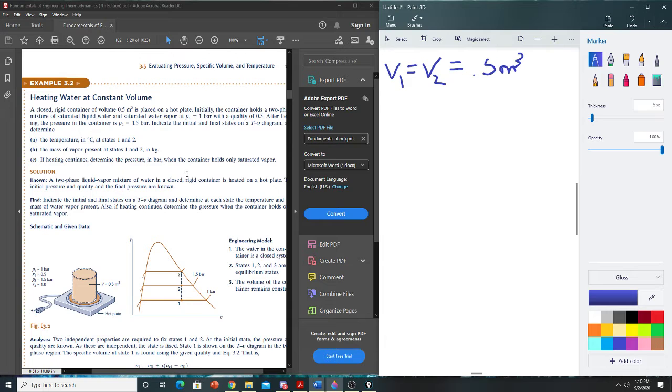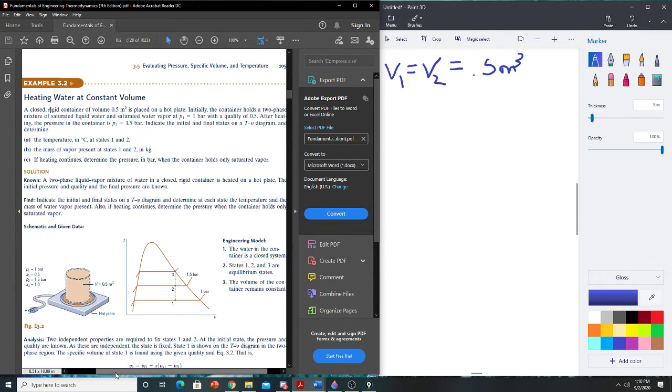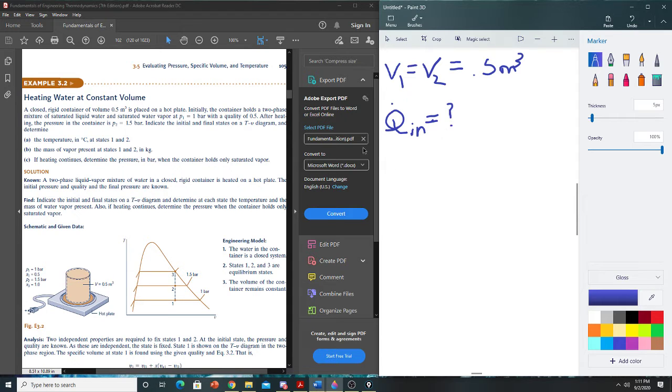And it said it is placed on a hot plate. All right. So right there, what does placed on a hot plate mean to you? What would that mean to you? There is heat in, correct. So there will be some Q in, right? Very easily we will have some heat into the system. I don't know if it says it in the problem yet, but I'm just going to placeholder that right there.